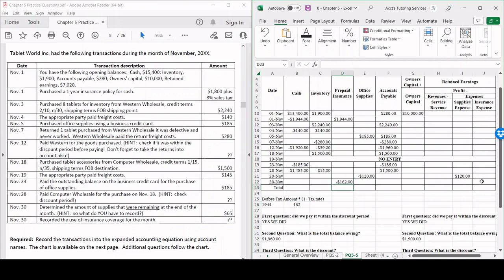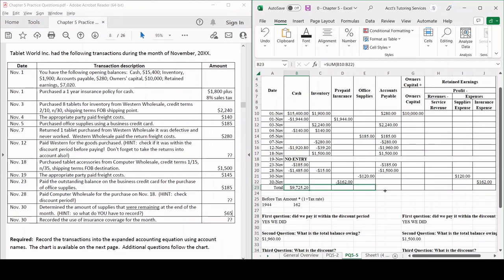And by the same token, insurance expense is going to go up by this amount because we've actually incurred or used up that expense. Now to calculate the totals, I'm going to just put in a quick formula, but you're going to simply do 15,400 plus negative 1944 plus negative 140 plus negative 1920.8 plus negative 185 plus negative 1485.